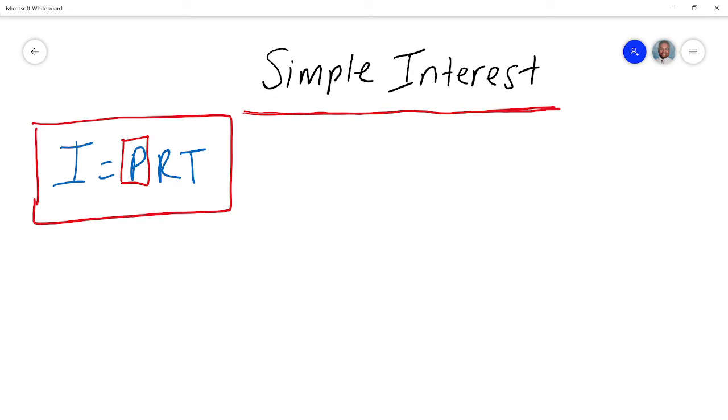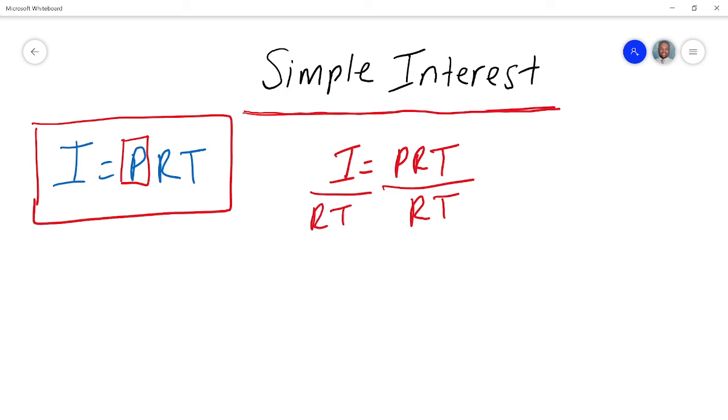So I'll rewrite this equation. We know that I is equal to principal, rate, time, and we want to make P the subject of the formula. So what we do here is we divide by R times T here, and we also do it on the left-hand side.